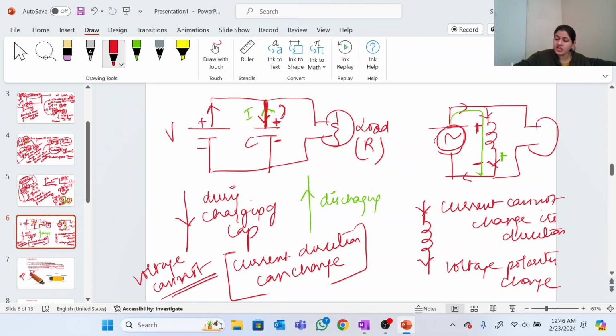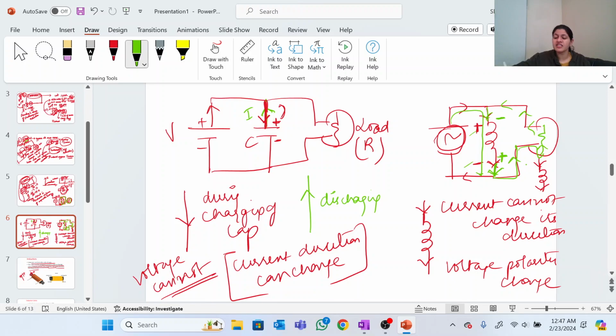So in the discharging case also, let's draw it here. In discharging case also, the current is going to flow in the downward direction. So therefore now the voltage polarity will change, and it will be plus here and minus here, and as the current flows from plus to the negative, keeping the direction of current constant, the polarity of the voltage will change.